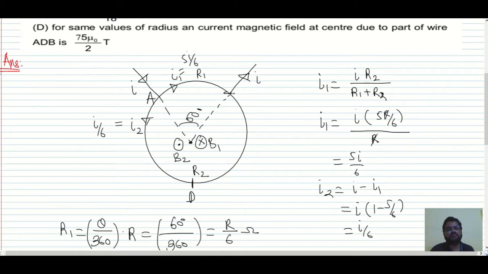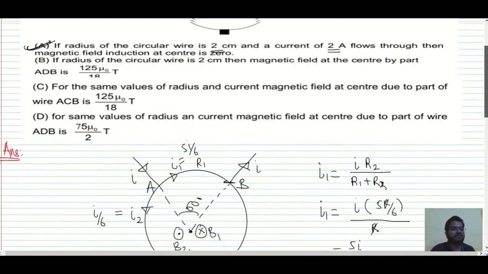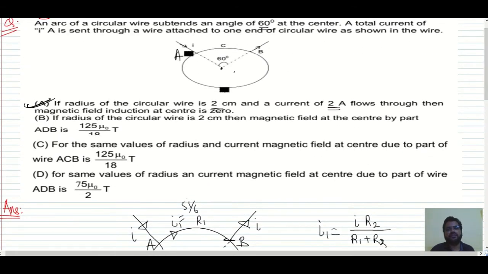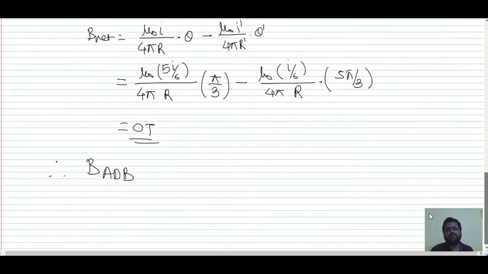This is A, this is D, this is B, as you can see over here. Okay, so we have the magnetic field due to ADB is equal to mu naught I2 divided by 4 pi r into theta. So which is equal to mu naught, what is I2?